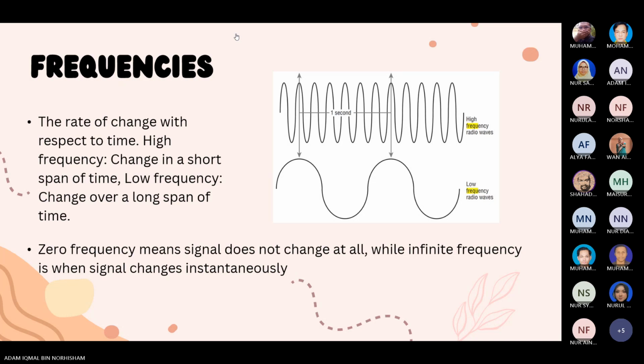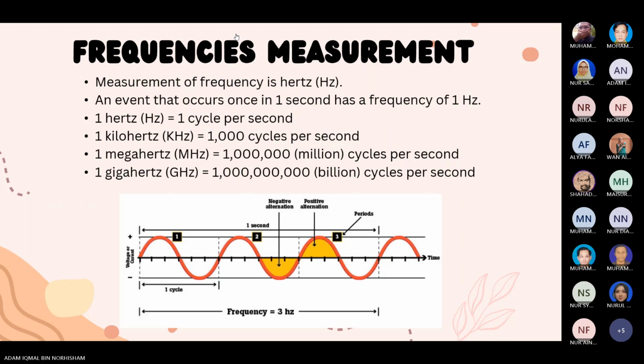Next. Next is frequency measurement. The unit used as a standard measurement of frequency is hertz. An event that occurs once in 1 second has a speed of 1 hertz. Dalam 1 saat, kalau berlaku 1 cycle, unit yang diberi adalah 1 hertz. Kalau 1000 cycle dalam 1 saat, 1 kilohertz. And kalau 1 million cycles per second, 1 megahertz.